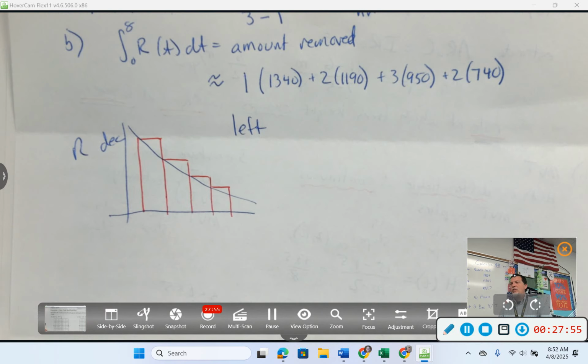Part C. Use your answer from part B. That was what we called A. To find an estimate of the total amount of water in the tank to the nearest liter at the end of 8 hours. Okay, so there's some going in, there's some coming out, and we started with 50,000. So we started with 50,000, we added some, and we removed some. A little bit of a word equation here.